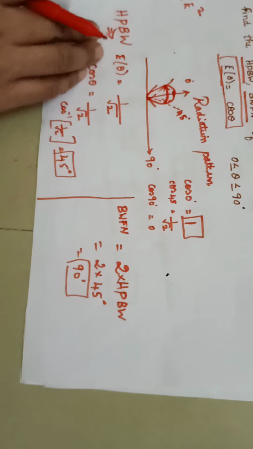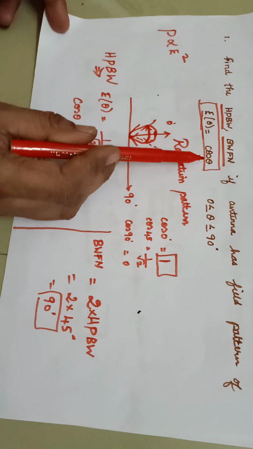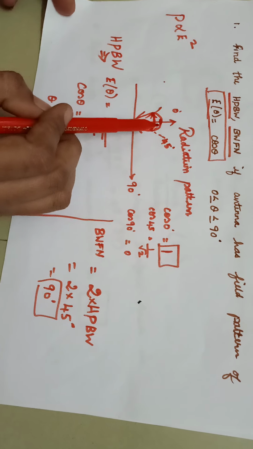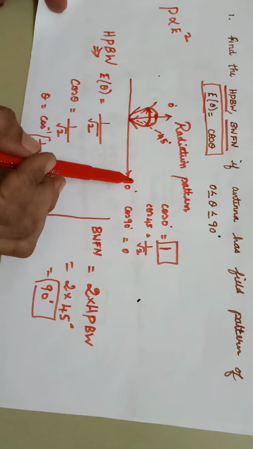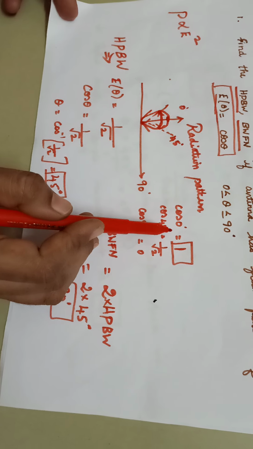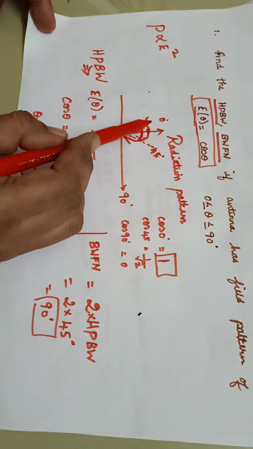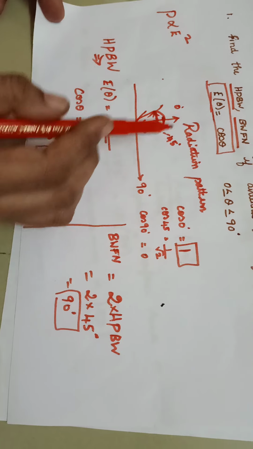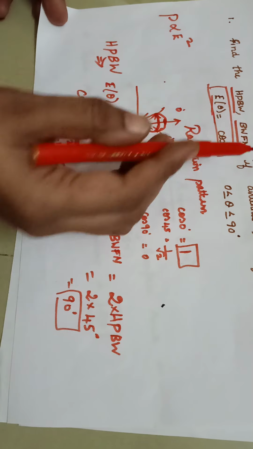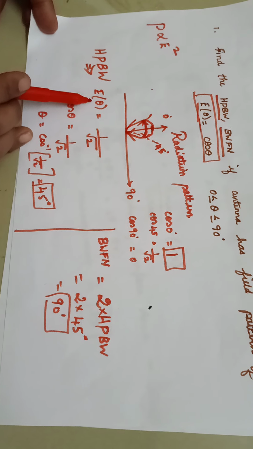So I'll again repeat, E of theta equal to cos theta, theta value 0 to 90 degree. We have drawn the diagram. We are finding out at which angle it is maximum. Only at 0 it is maximum, so I have drawn the radiation pattern like this. Now I am marking the remaining two parameters, and for that we are using this formula.